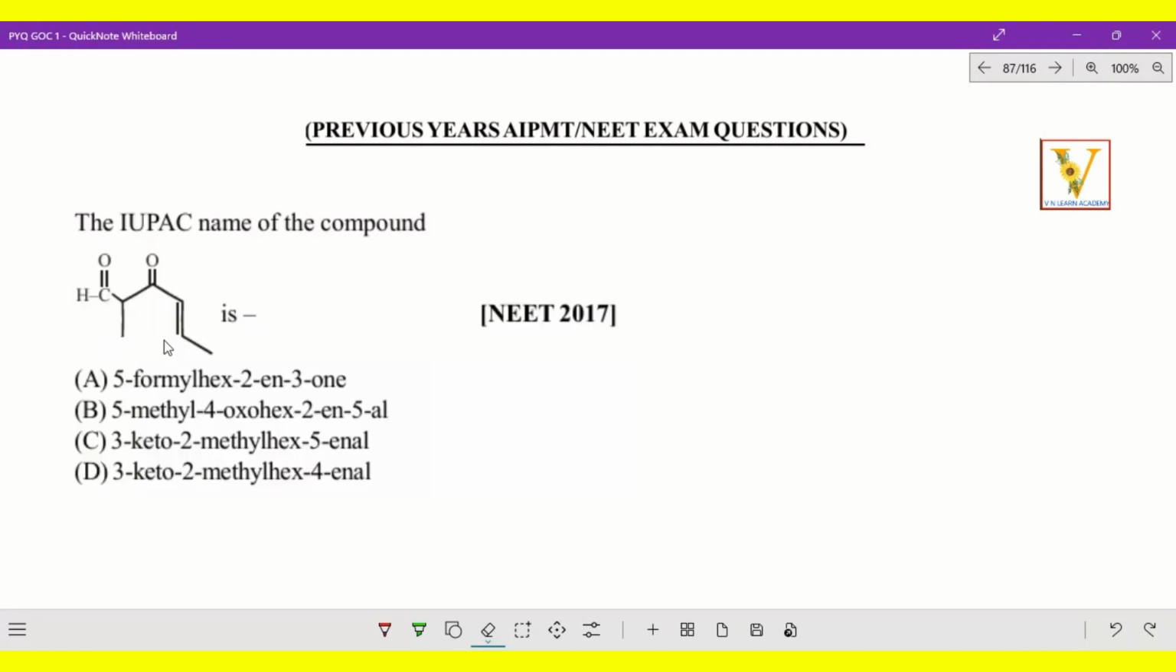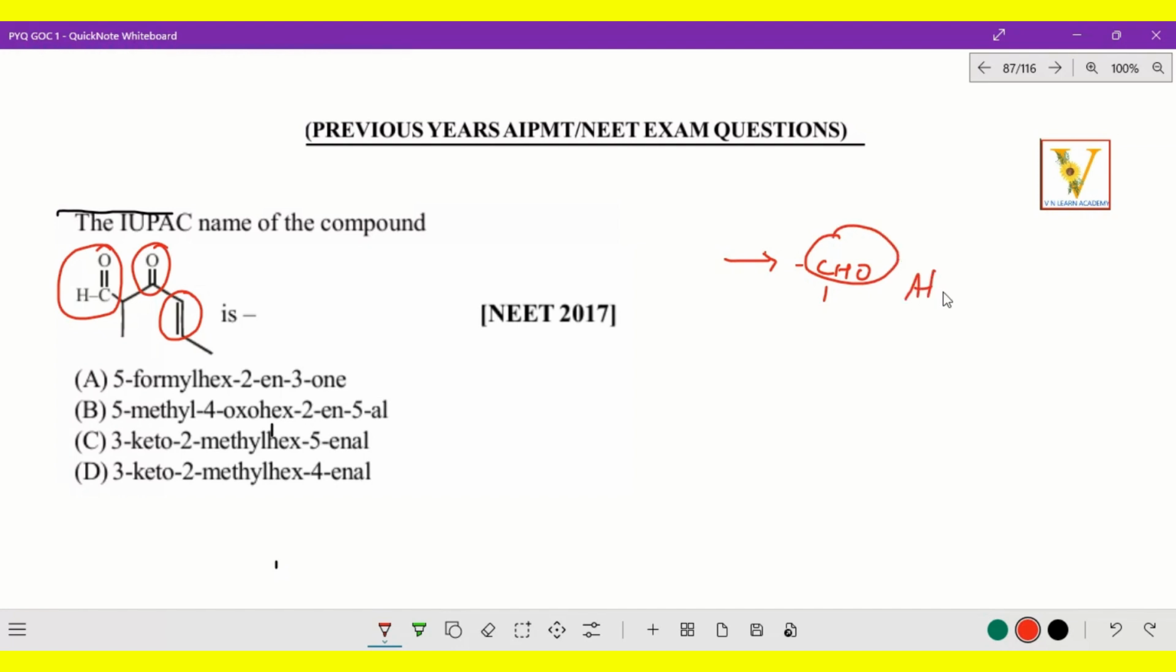They have given the compound, and we have to find out which is the correct option. Here they have given an aldehyde group, here a keto group, and here an alkene. Generally, the aldehyde group will be on the terminal carbon, and on that terminal carbon we have to give the numbering 1. This is a functional group, the aldehyde group, right?